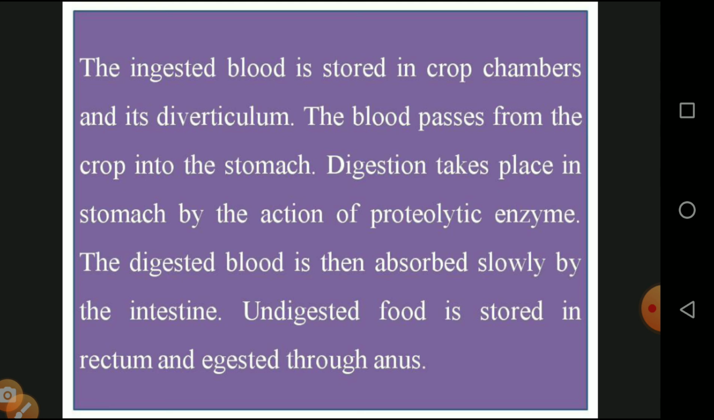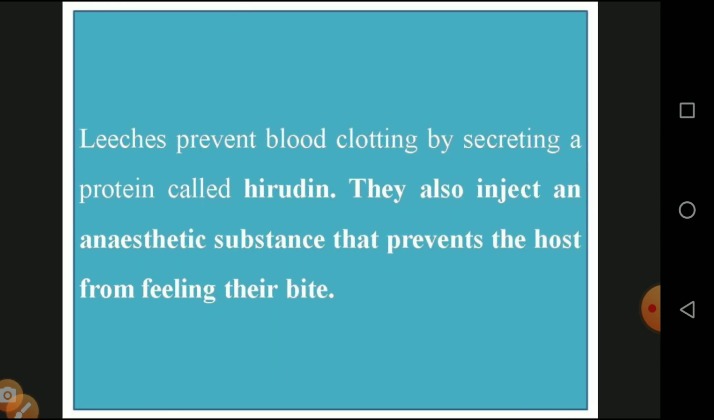The digested blood is absorbed slowly by the intestine. So digestion takes place in the crop, pharynx region and stomach, and it is slowly absorbed by the intestine. The undigested food is stored in the rectum and ejected through the anus. Leeches prevent blood clotting, and the secretion of protein is called hirudin. One more question: they also inject an anesthetic substance to prevent the host from feeling their bite. So it is another one more question. Anesthetic is like making the host unconscious.